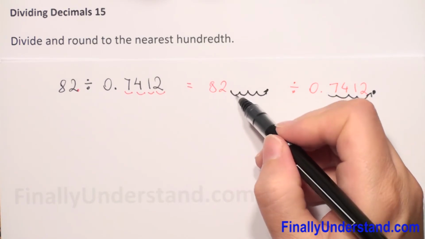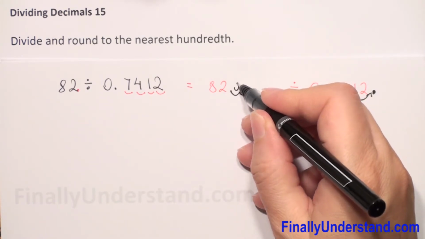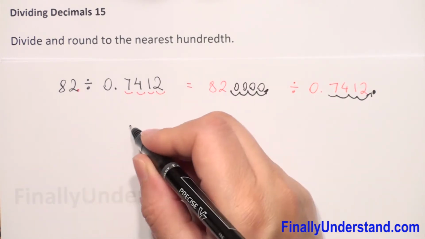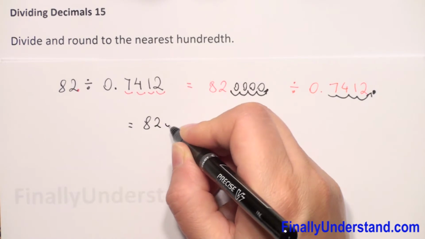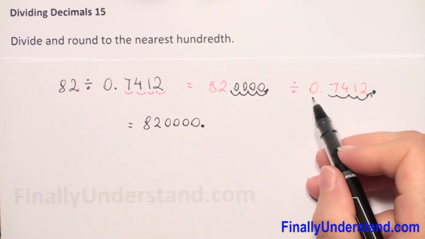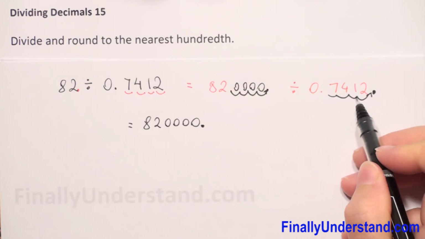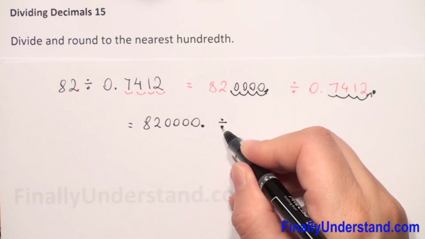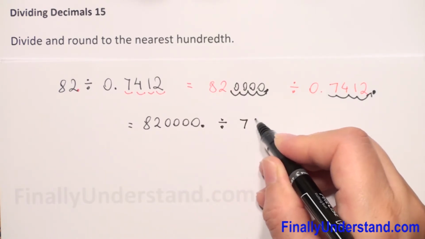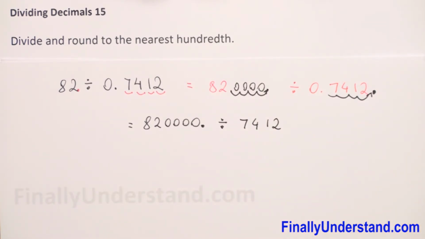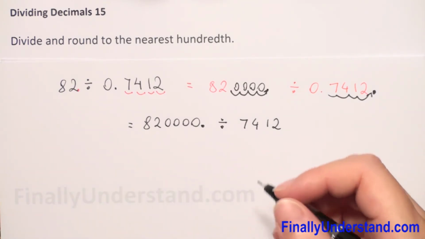And now what else? We have to fill empty spaces with 0. So let me rewrite this: 8, 2, 0, 0, 0, 0, decimal point. We don't need to write the 0 before this whole number, because it doesn't change the value of our number. We divide by, our divisor will be now 7412. The decimal point is at the end. We don't need this decimal point now. And now we can do long division.